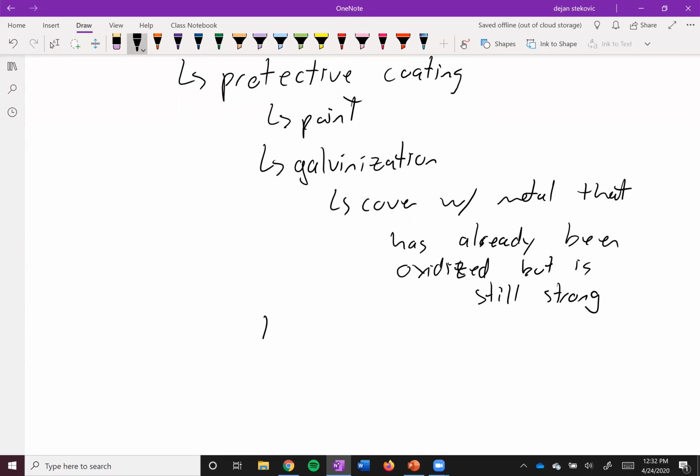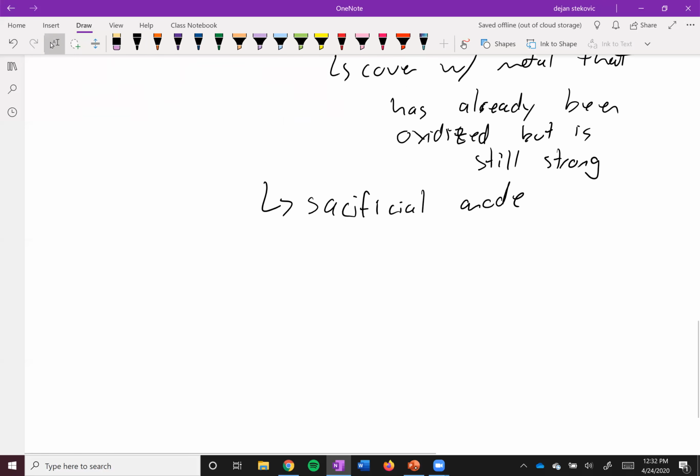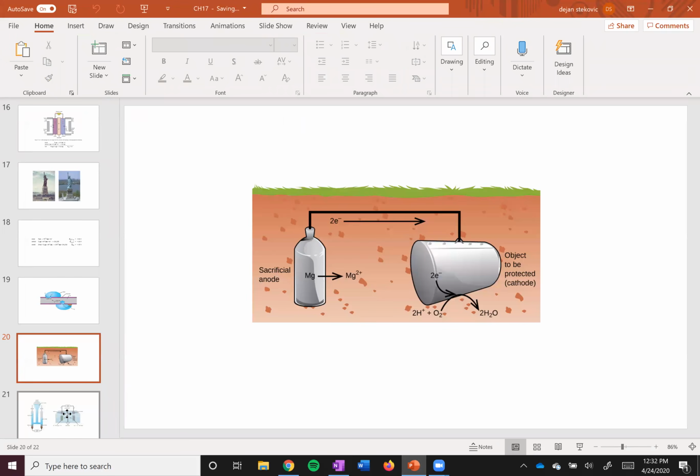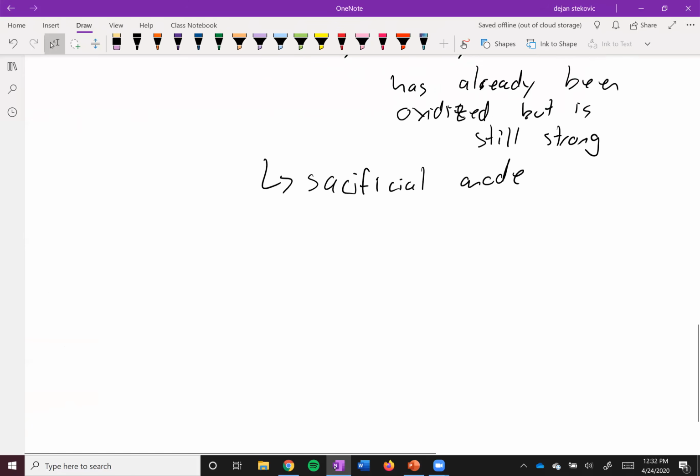And then finally, another idea you can use is a sacrificial anode, right? Anode is oxidation, so you can give your system something else to oxidize other than what you're interested in preserving.